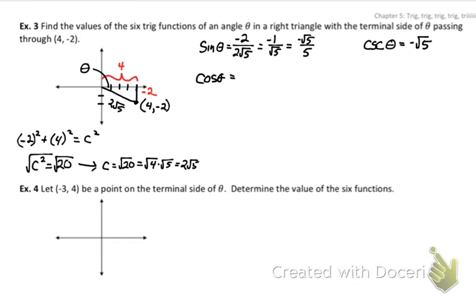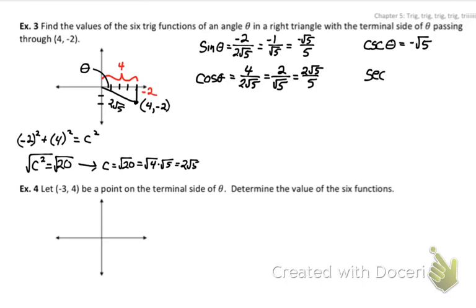Cosine theta is going to be adjacent over hypotenuse. Adjacent must be that 4 because it's attached to that angle. So it's 4 over 2 square root of 5. 4 divided by 2 will give me 2 over square root of 5. Multiply our top and bottom by square root of 5, and we'll have 2 square root of 5 over 5.